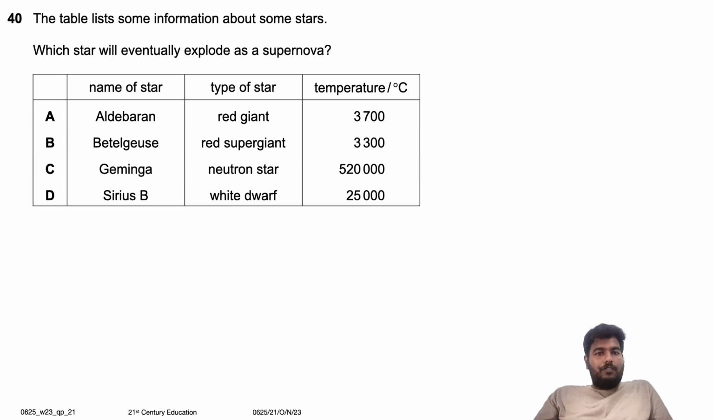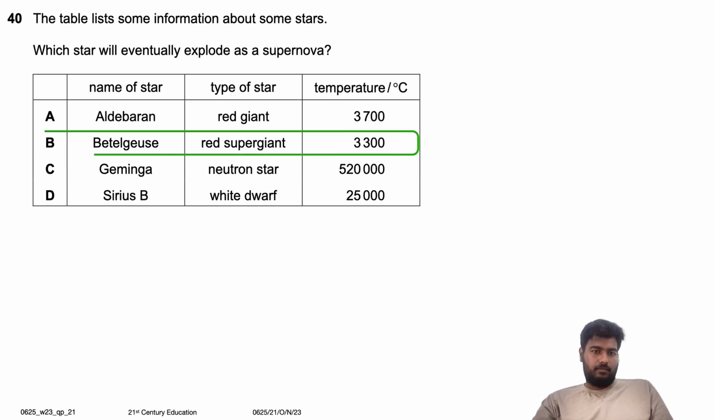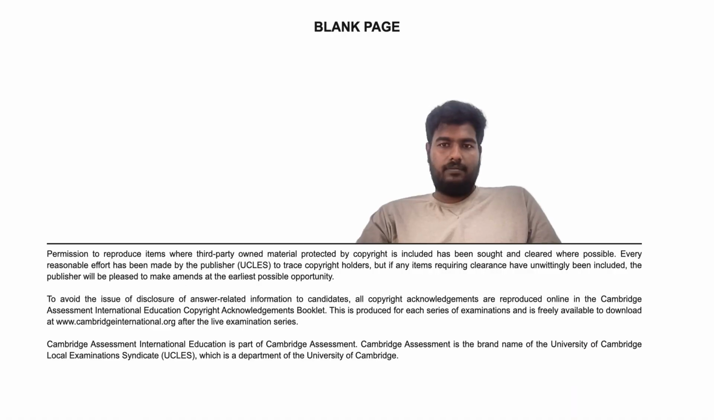The table lists some information about some stars. Which star will eventually explode as a supernova? The temperatures are given, but it's relevant but not to the IGCSE syllabus. So we know the order of the birth and death of a star. After red supergiant only it will explode as a supernova. So option B. Whatever that star is, it will turn into or explode as a supernova. That's the 40th question.